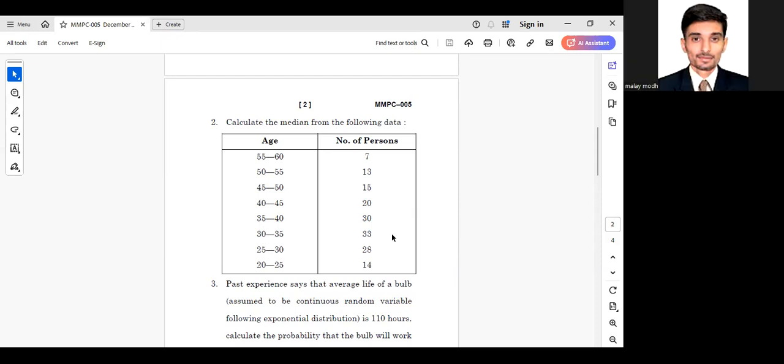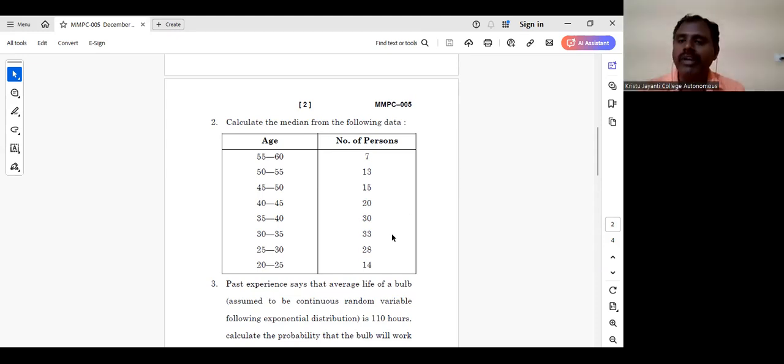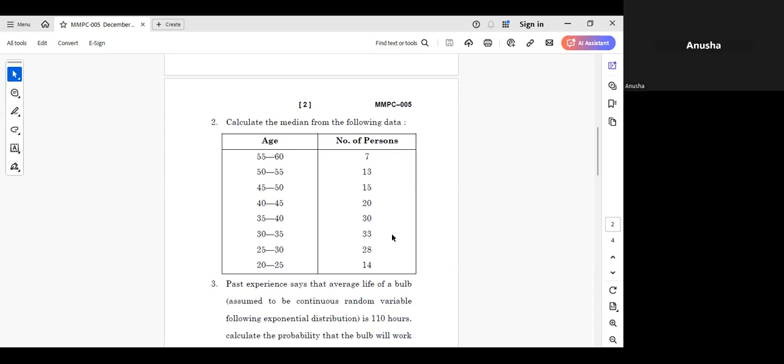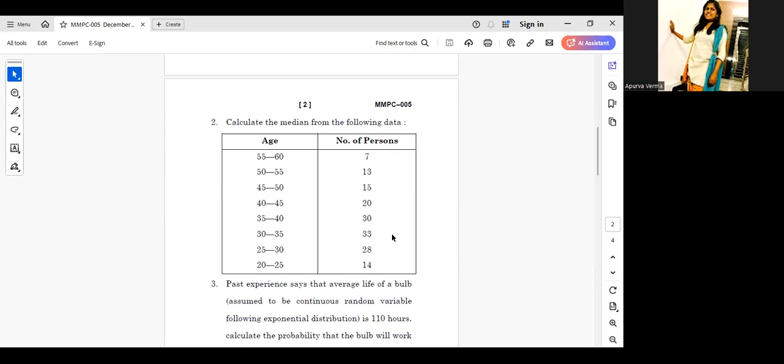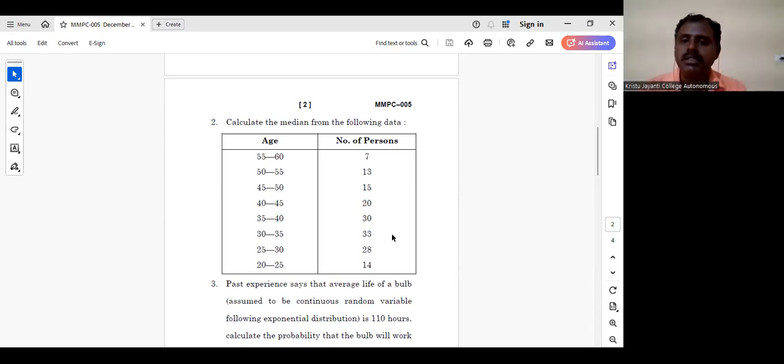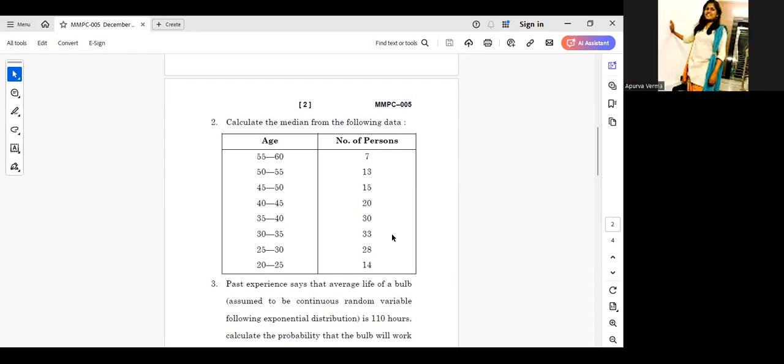So, N value is 160. In the less than cumulative frequency column, the first value will be 14 only, and the second value will be 14 plus 28, which is 42. Sir, N value is 160, not 150. N is 160. Okay, everybody getting it? Yes, sir.